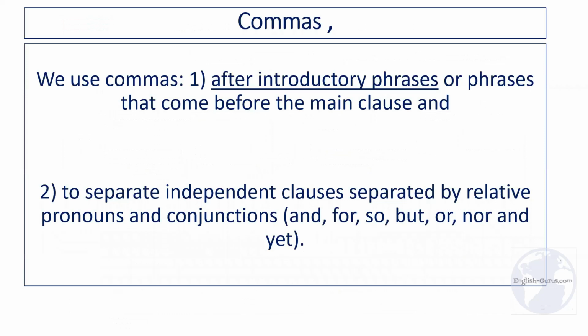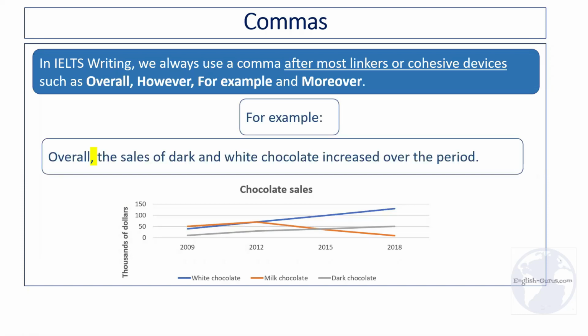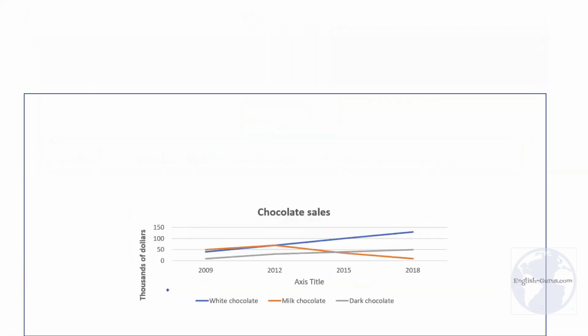Starting with commas, we use commas after introductory phrases, or phrases that come before the main clause, and to separate independent clauses separated by relative pronouns and conjunctions like and, for, so, etc. So for example, in IELTS writing, we always use a comma after most linkers or cohesive devices, such as overall, however, for example. So in this graph of chocolate sales, we make a statement in the overview. Overall, comma, the sales of dark and white chocolate increased over the period. So that comma after overall is absolutely essential. And if you leave out your punctuation mark, then you'll lose marks.